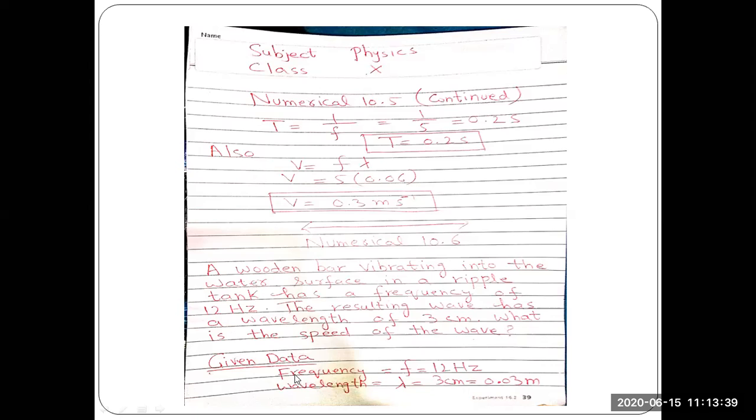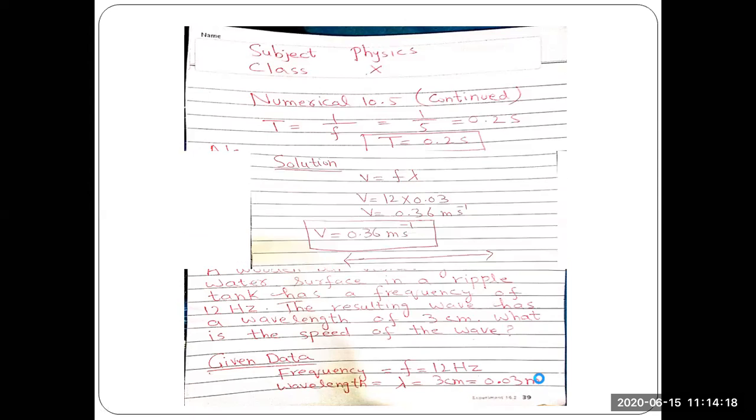So, frequency is denoted with a small letter f, which is 12 hertz. The unit of frequency is hertz, and the wavelength is given to me as 3 centimeters. Again, we need to convert the wavelength into meters because the SI unit of wavelength is the meter. The centimeter is the smaller unit of length, so to convert we divide by 100. 3 divided by 100 is equal to 0.03 meter. So we have converted the length from centimeter into meter.